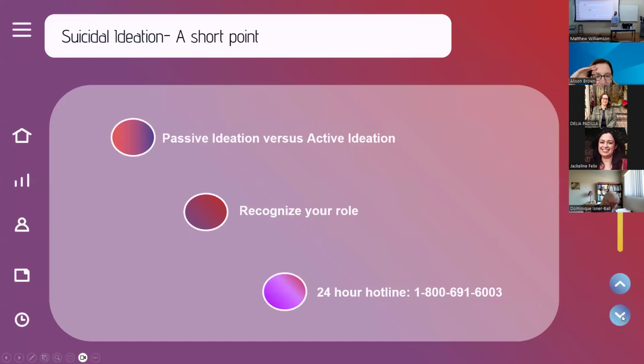Second point here is recognize your role. You don't have to be a therapist in that moment. You're not necessarily trained in the suicide safety models and all those things, right? So don't necessarily feel like you have to take all that on at one time. And then I will plug here our 24-hour hotline. That is through our Center for Wellness and Wellbeing, CWW. That's available to all students, and to you as faculty and staff, anytime.